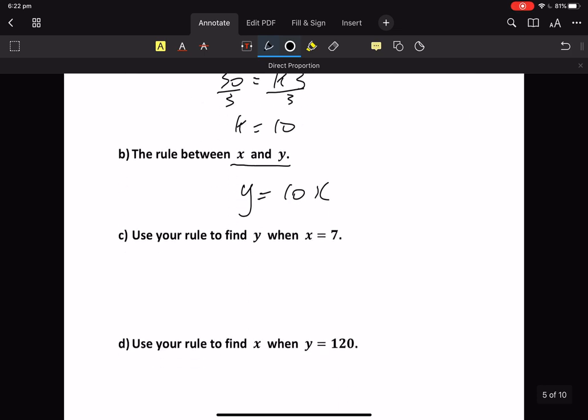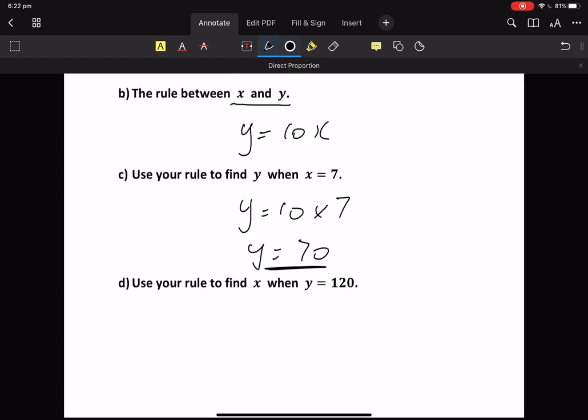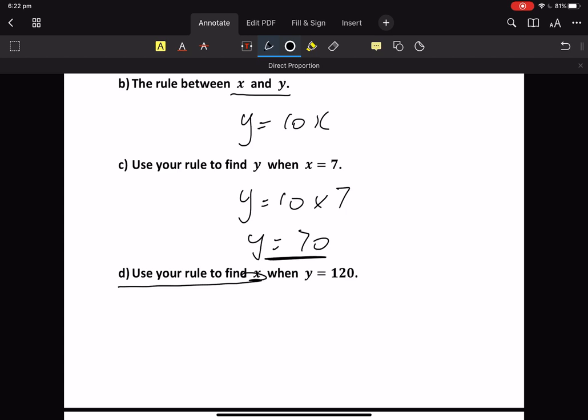Okay, use your rule to find y when x is 7. So I want to find y, and I'm going to make x 7. So y would be 70. What's y when x is 7? Well, y is 70. And now I'm going to find my rule to find x.